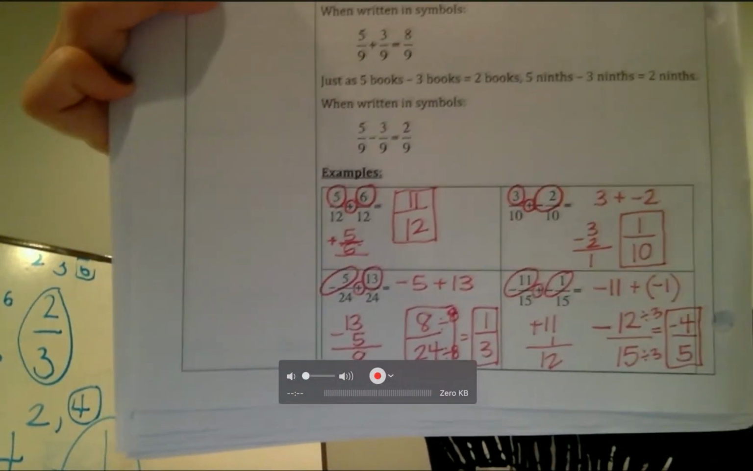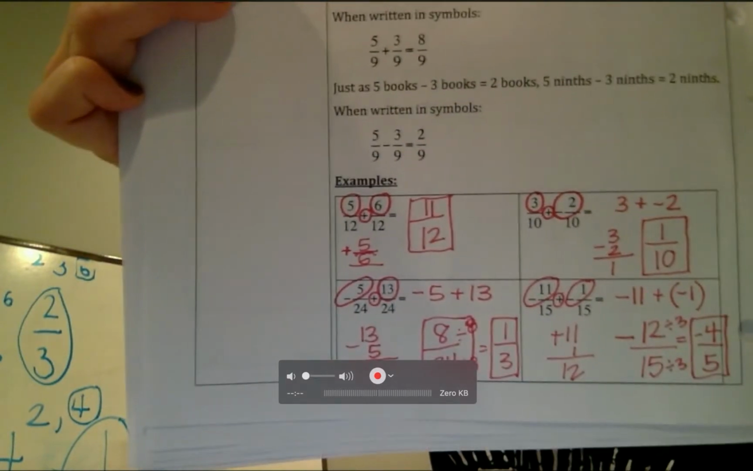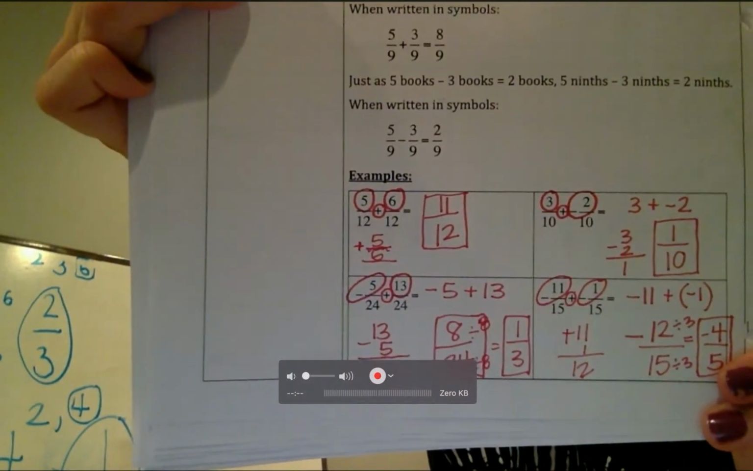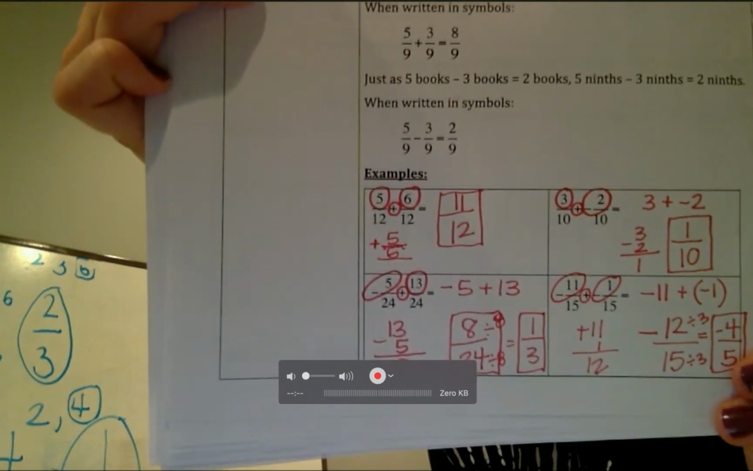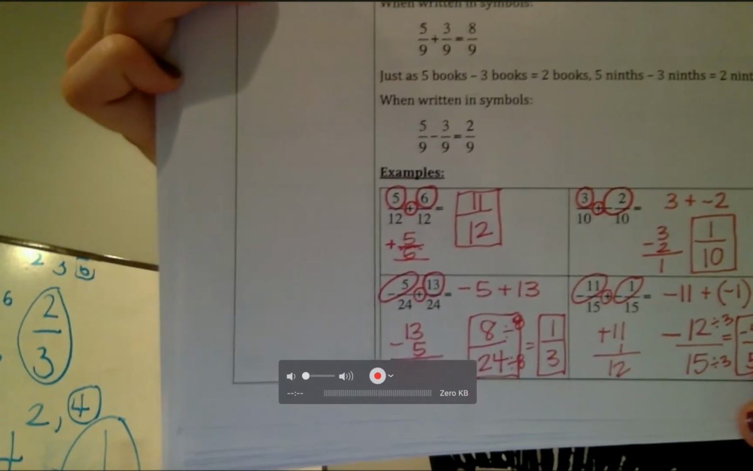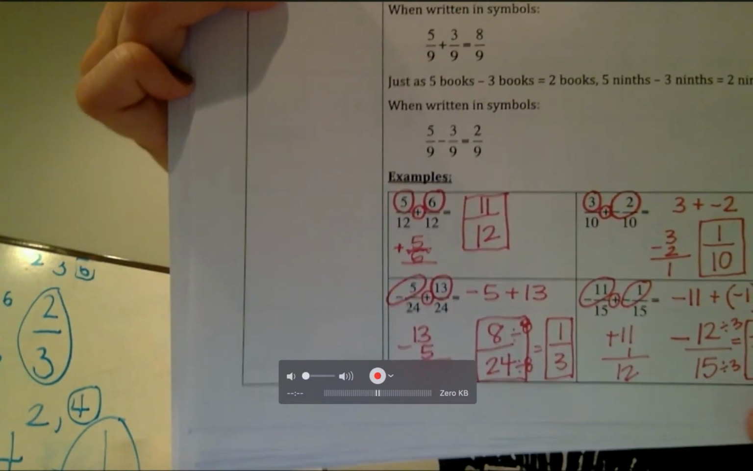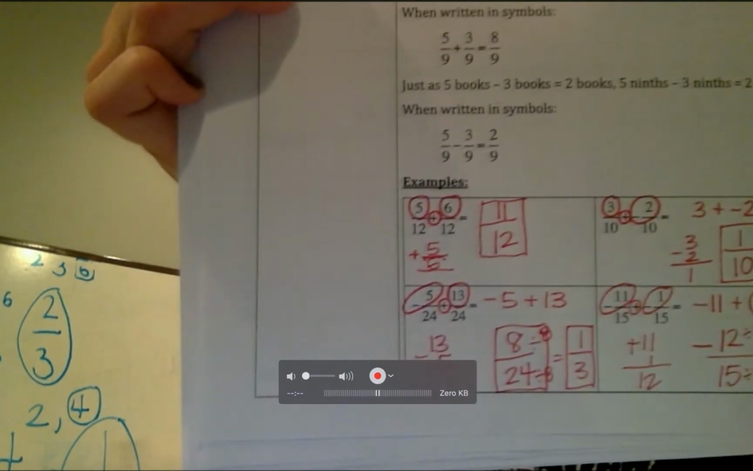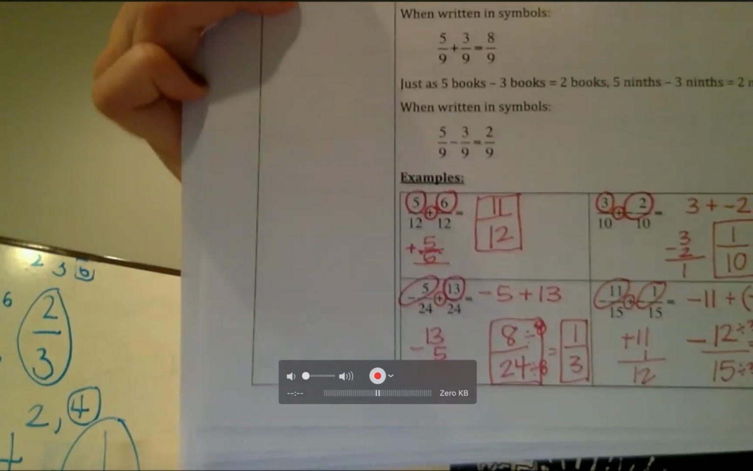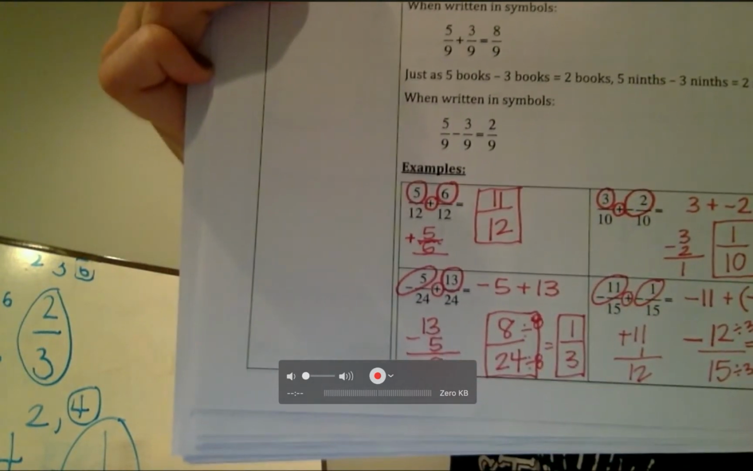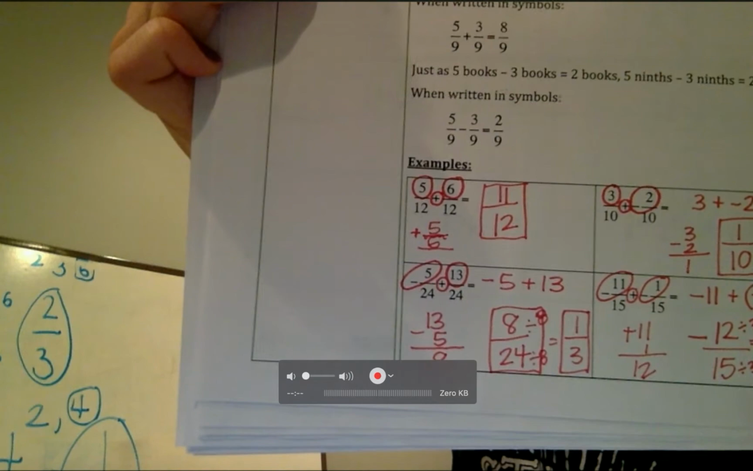Last example, -11/15 plus -1/15. Circle the numerator, including the sign that comes before it. It's already addition, so I don't need to change anything about that problem, but I do need to think back to that song. Same signs, we add and keep.